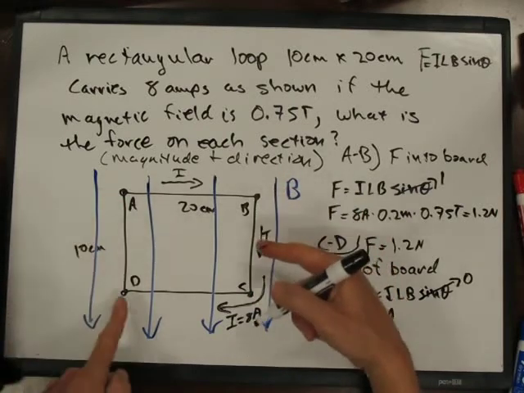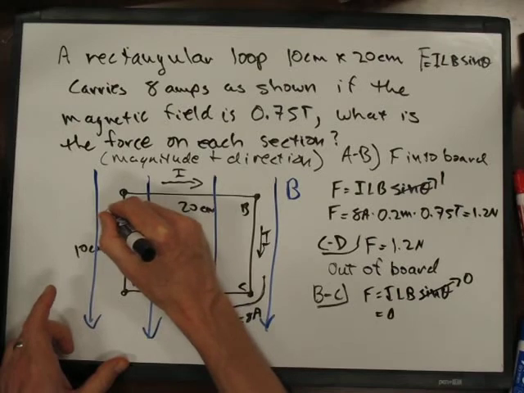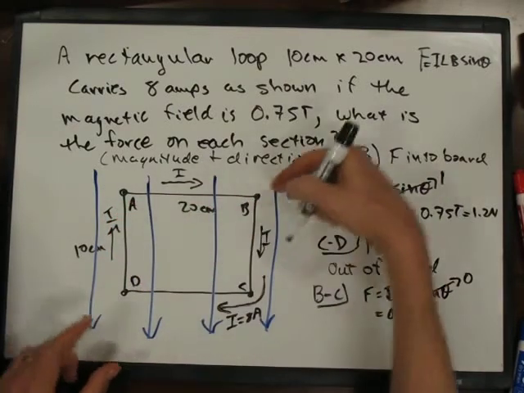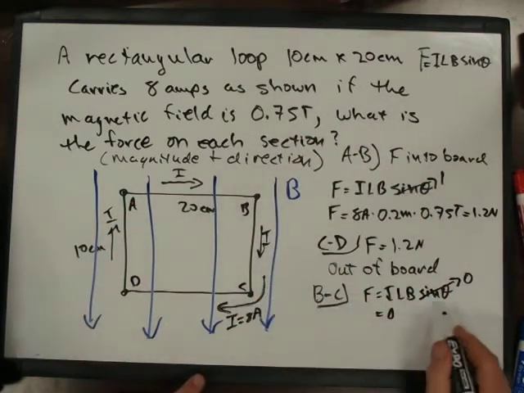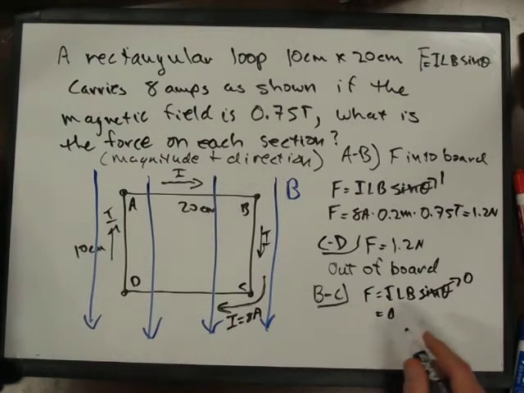Right? This side is moving opposite the direction of the magnetic field, and so its angle is 180 degrees. This one is with it, its angle is 0 degrees. In both of those cases, the sine is 0, and so the net force is 0. So the force on each wire is 0.